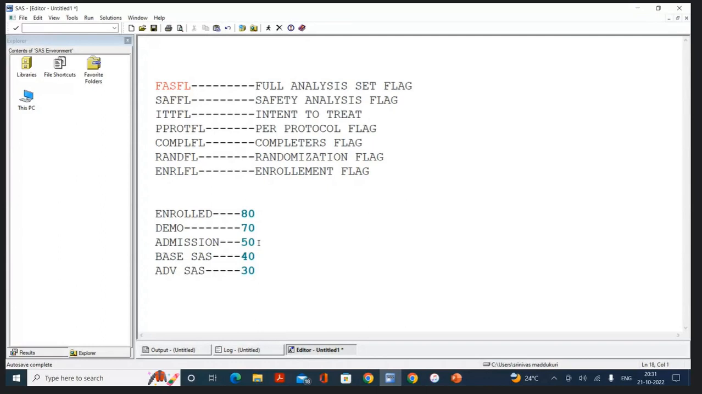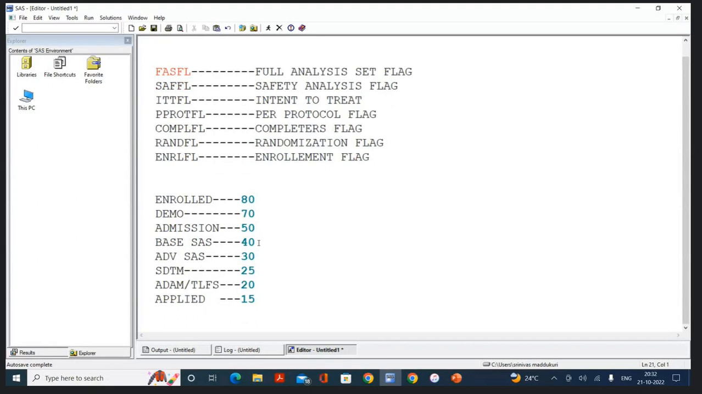Then I started the clinical project. By the end of the SDTM, we have only 25 students in the class. And by the end of the ADaMs and the TLFs, we have only 20 students in the class. Now, after that, only 15 students applied for jobs. Out of the 15 students, 10 students got the job.